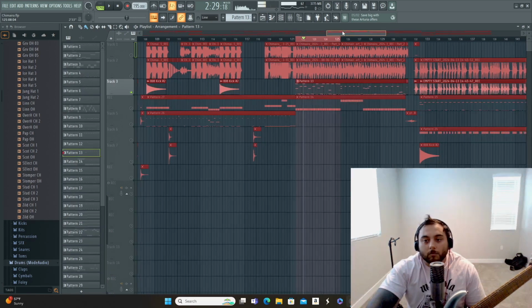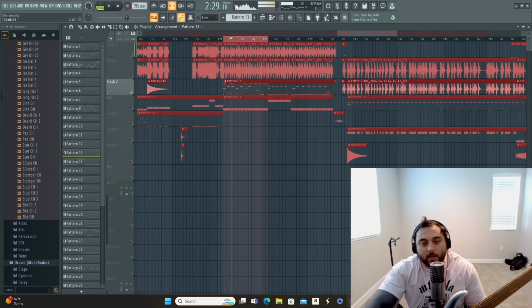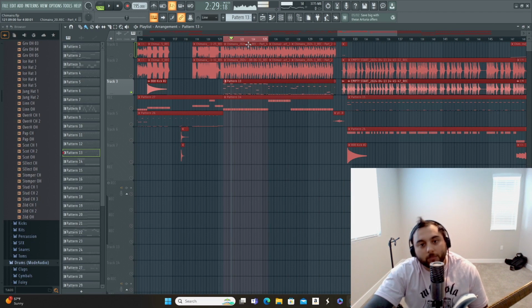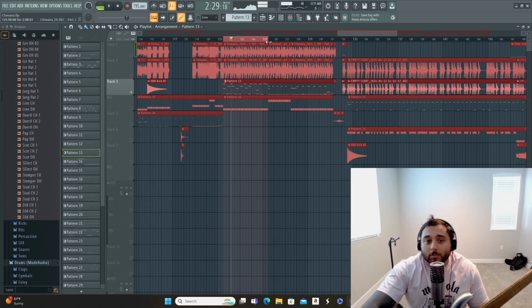That's the most complicated one. It's just a matter of getting it down, double tracking it, panning them left and right, and then writing your drums. And the drums are going to carry 90% of the song.